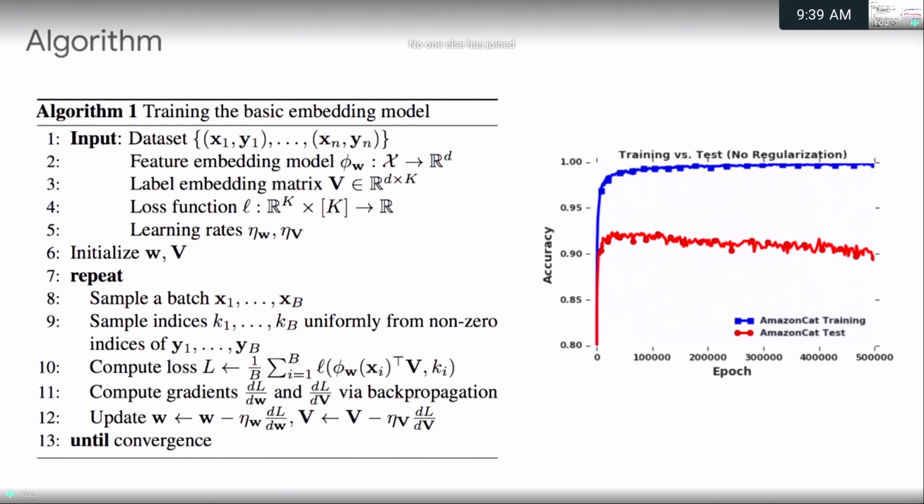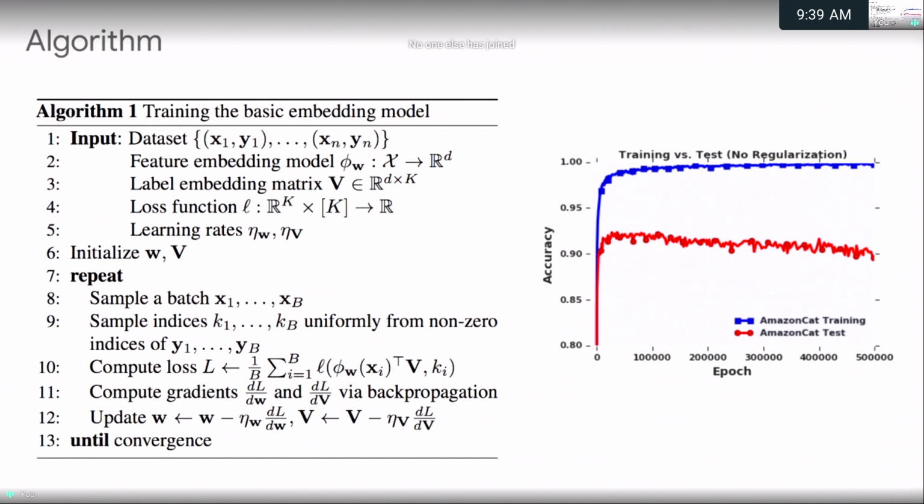So this is our data set. We have this feature embedding model. It's like a neural network, basically. We have this label embedding matrix. We have this loss function. It's a margin loss, I just described it. We have learning rates. So we initialize our weights and this label embedding matrix in here, and we repeat this process until convergence.